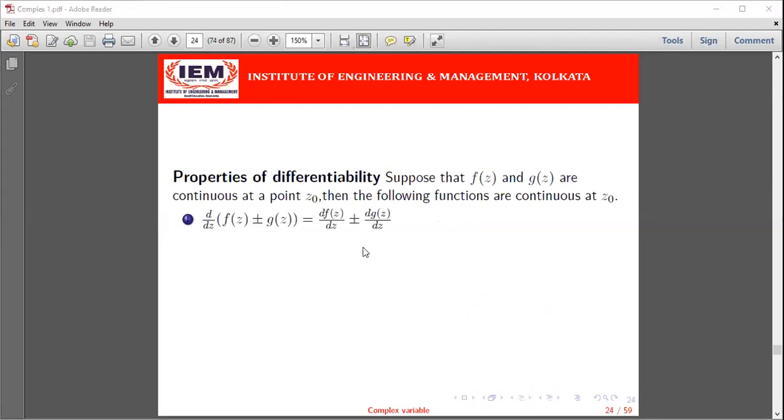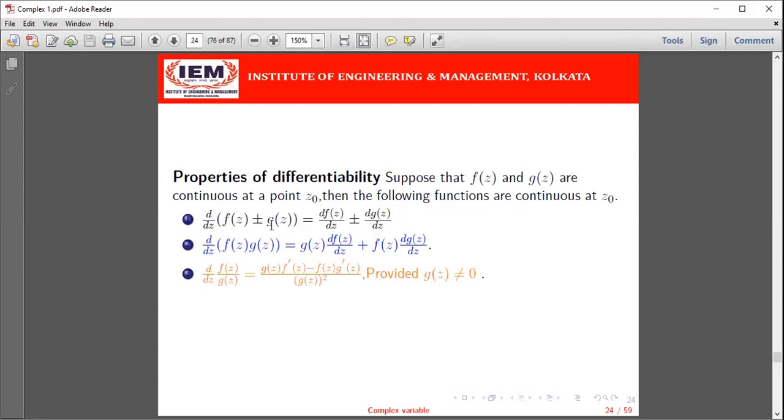Then properties of differentiability. So instead of continuously, it will be differentiability. Just by mistake, I have written it over here. So if f(z) and g(z) are two functions which are differentiable at the point z0, then the sum and subtraction of the two functions will also be differentiable at the given point, and this will be denoted as d/dz of f(z) plus minus g(z) will be the derivative of f(z) at the point plus minus the derivative of g(z) at the point. Then the derivative of the product of two functions will be: the second function fixed, the derivative of the first function, plus the first function fixed, the derivative of the second function.